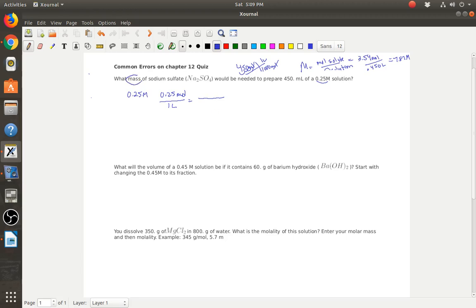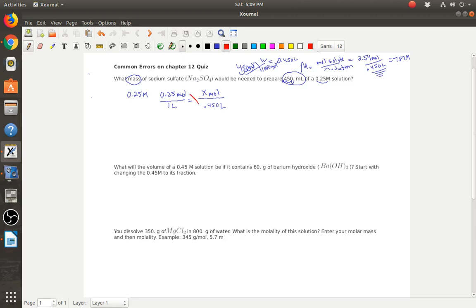Now this is asking for mass. I cannot figure out the mass here. I can figure out the moles, X number of moles, because the volume is 450 milliliters. And I've actually already converted 450 milliliters into liters right here. So we're going to put that here again, 0.450 liters. I took the milliliters and divided by 1,000, so 0.450 liters. Okay, you first set up this proportion, right?